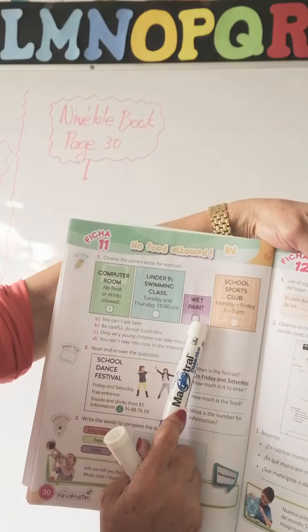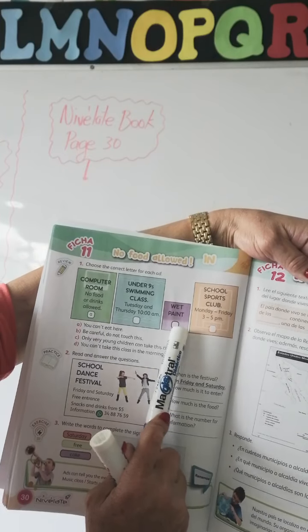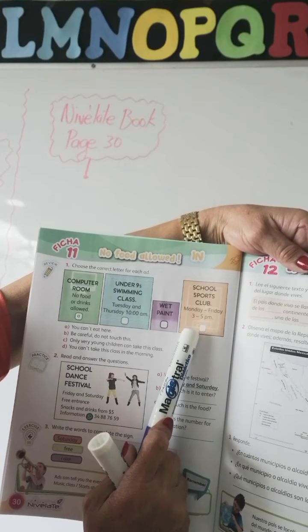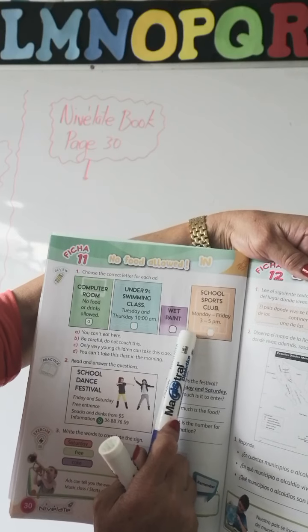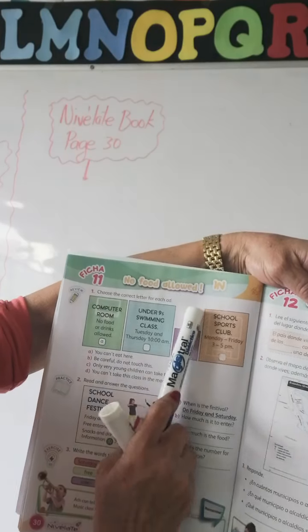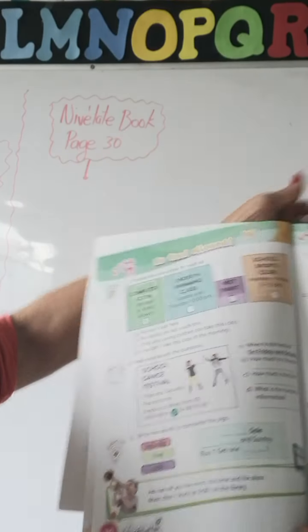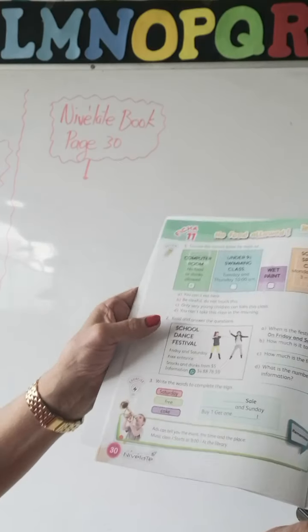Wet paint. Ok, aquí tenemos otra actividad que es pintura de agua. And school sports club. Monday and Friday, 3 to 5 p.m. Ok, this is el club de deportes de la escuela el lunes y el viernes de 3 a 5 de la tarde. Ok, we have here some sentences.